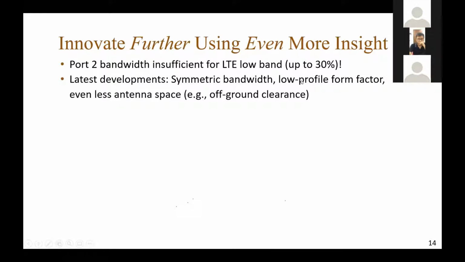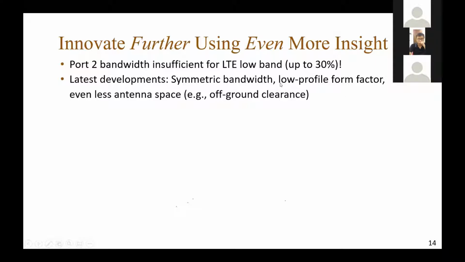low band now requires up to 30% of bandwidth if you want to cover all the bands below 1 gigahertz. And also there has been more developments because from LTE advanced onwards, you need also as wideband for the uplink as for the downlink, right? So previously you only have MIMO for the downlink, but from release 10 onwards, you need also the same bandwidth for the uplink.